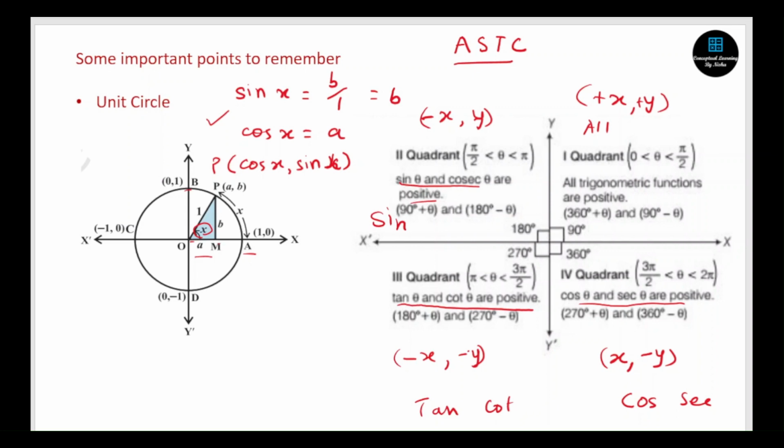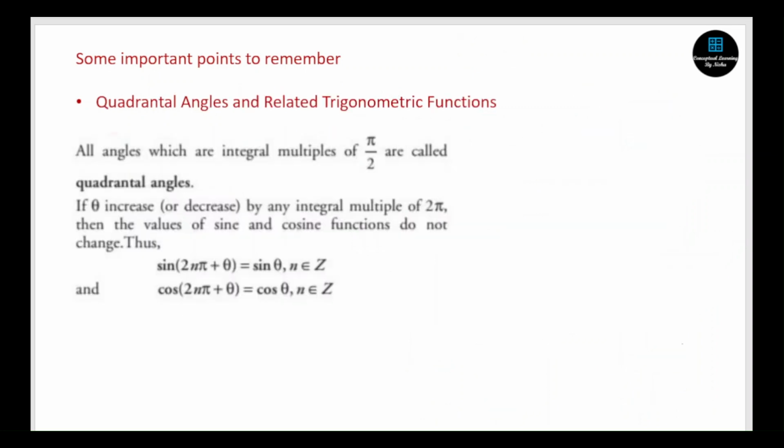Now some quadrantal angles and related trigonometric functions. All angles that are integral multiples of pi by 2 are called quadrantal angles. Now if theta increases or decreases by any integral multiple of 2 pi, then sine and cosine functions do not change their value. So here sine of 2n pi plus theta, we are considering that n belongs to Z.